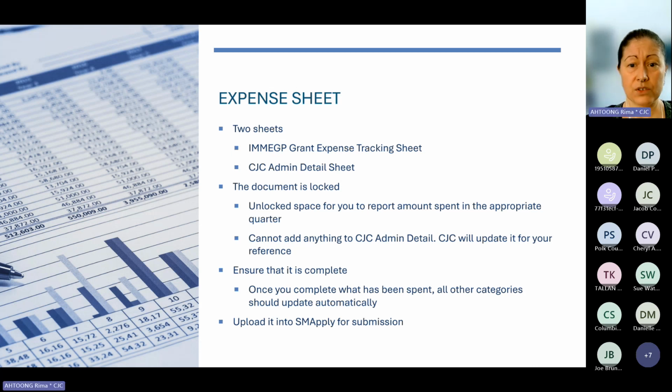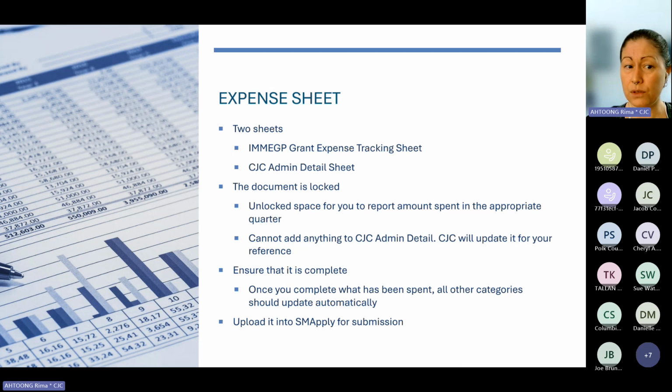So this is just a quick introduction to the form. We're just going to look at a visual of the first form. Again, more details will be included on that cheat sheet we're going to talk about soon. I do want to point out that this document is locked. The only unlocked space where you can enter information is going to be the column for that quarter where you're going to put your expenses for that quarter.